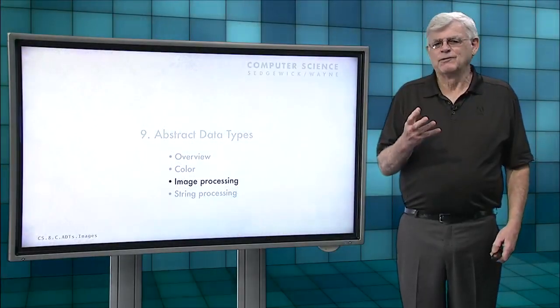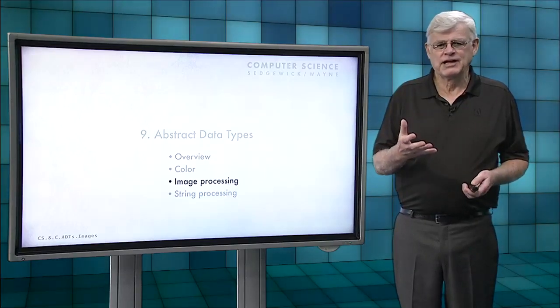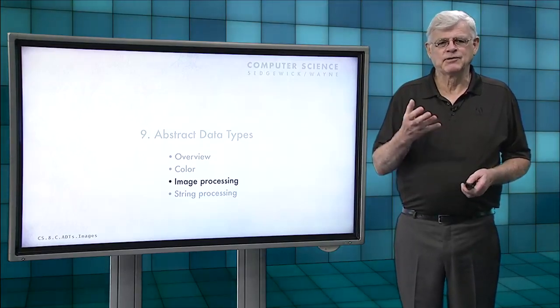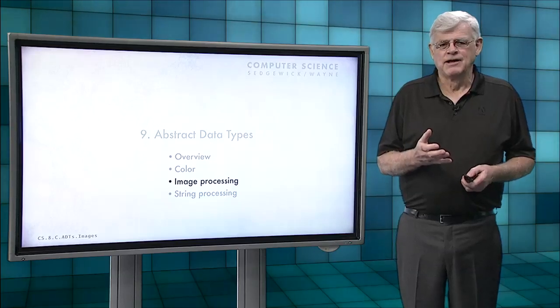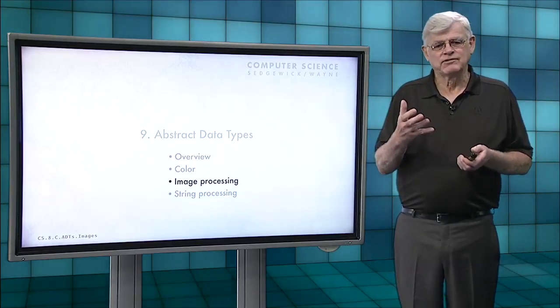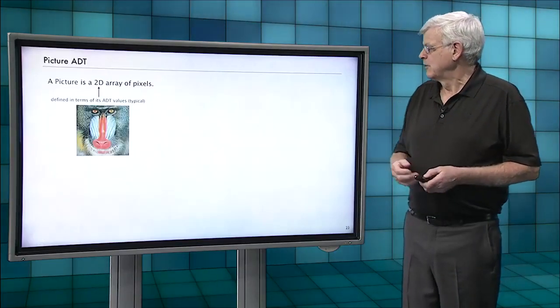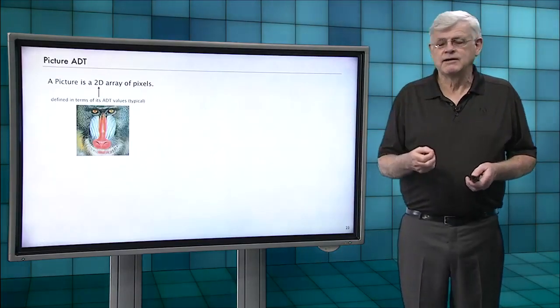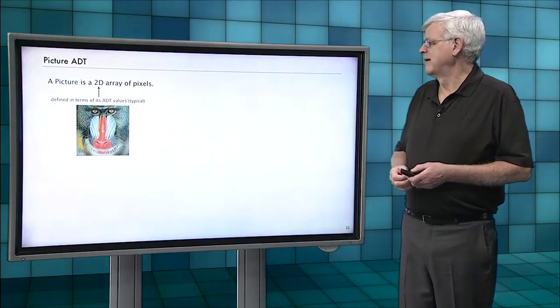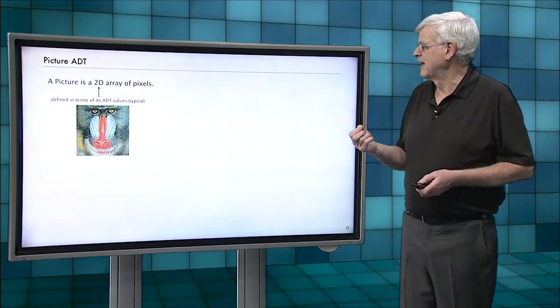Now that we've got color, we can move on to a higher level and more interesting application of abstract data types, and that's image processing. And in this, you're immediately going to be able to write programs to process things like pictures that you take with your cell phone. So we're going to work with an abstract data type that's called a picture. A picture is a two-dimensional array of pixels.